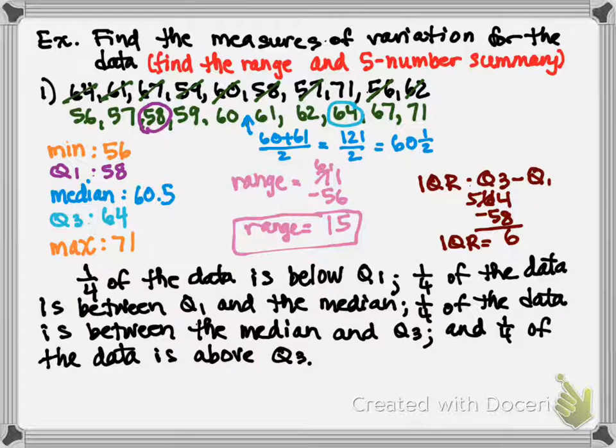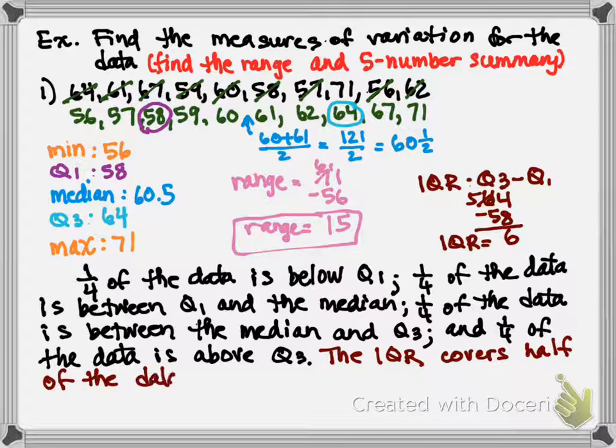Okay, so here's the interesting thing. IQR, the interquartile range, it actually covers half of the data. 1/4 of the data goes from quartile 1 to the median, and 1/4 of the data goes from the median to quartile 3. Altogether, that's half of the data.